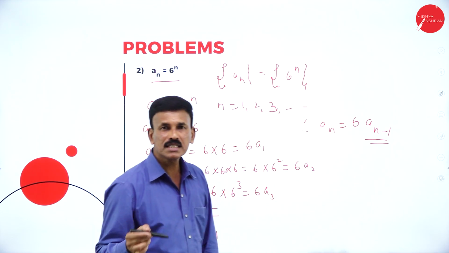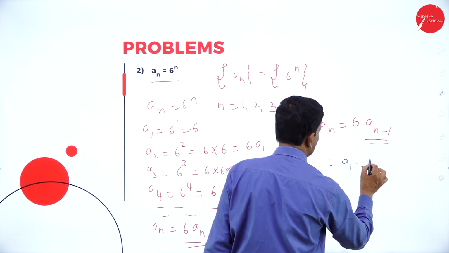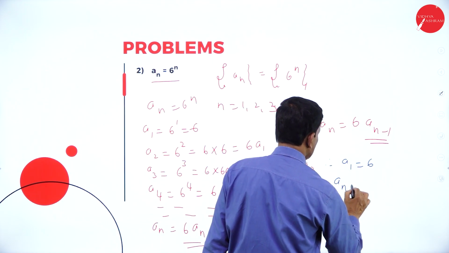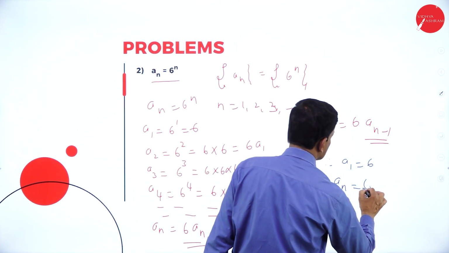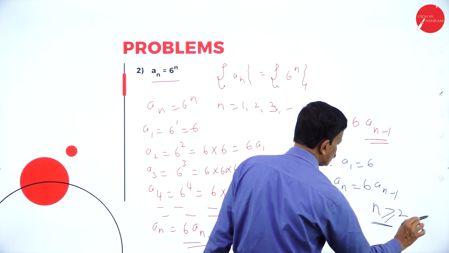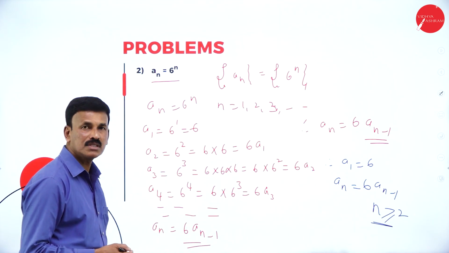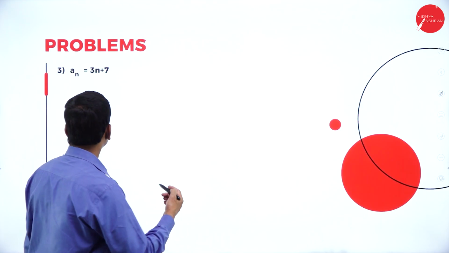Okay. Now let us conclude this. So therefore a1 is equal to 6 and an is equal to 6 times an minus 1 for all n greater than or equal to 2. That's it. So this is how we are going to solve this problem. Now let us come to the next problem.